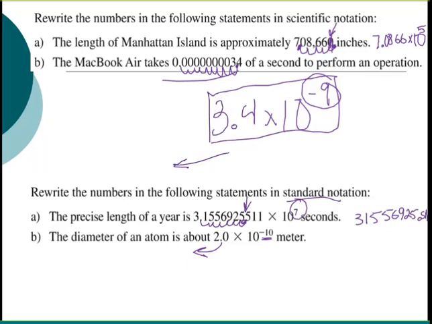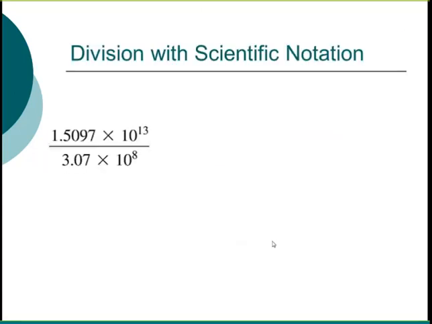And then over here we have the 2.0 times 10 to the negative 10. We write the point right there, and we move it 1, 2, 3, 4, 5, 6, 7, 8, 9, 10 places. And what I need to do with these little holes is I need to put zeros back in there. And so this is how small the diameter of an atom is in regards to meters. Okay, so that's how we deal with scientific notation.